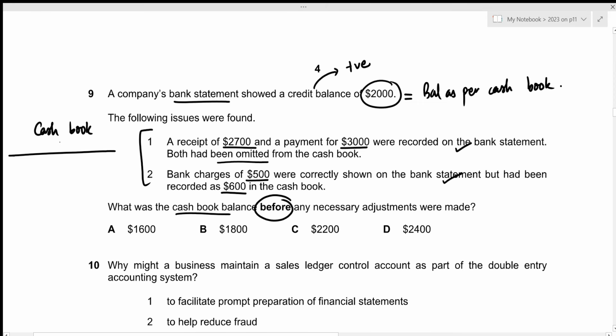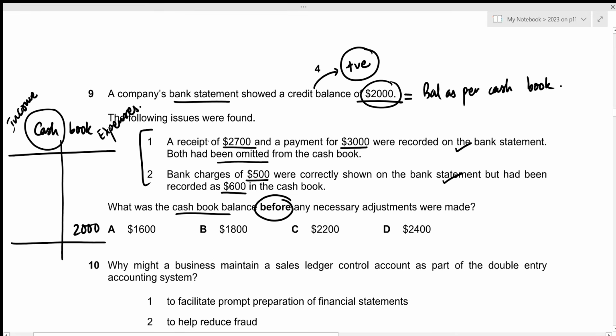And remember, cash book, we are basically making entry for our cash, right? And cash is an asset, which means that any positive amount that we have will be on the debit side. Any negative amount that we have will be on the credit side. Also, any incomes will be recorded on the debit side. Any expenses will be recorded on the credit side. And in this case, we have a positive bank balance, right? So the closing balance of 2000 will be on the credit side.